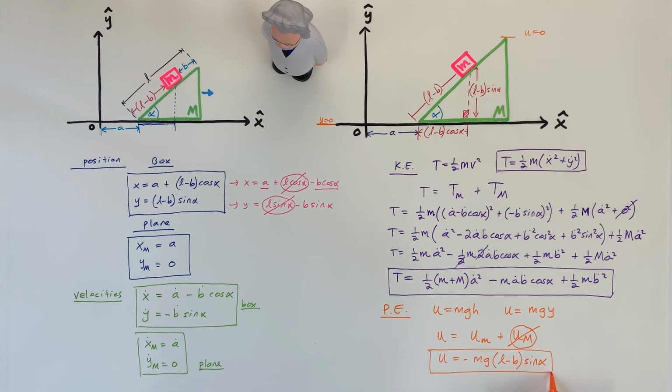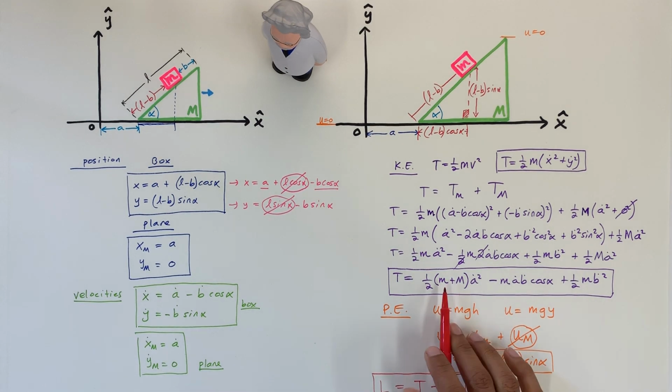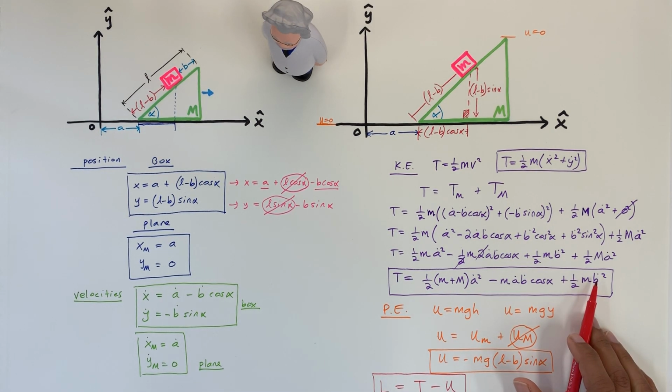And now that we have the potential energy and the kinetic energy, the Lagrangian is just going to be a combination of both. Okay, so I'm not going to write it out, but all you have to do is write this for your kinetic energy minus this for your potential energy. Okay, there you go.